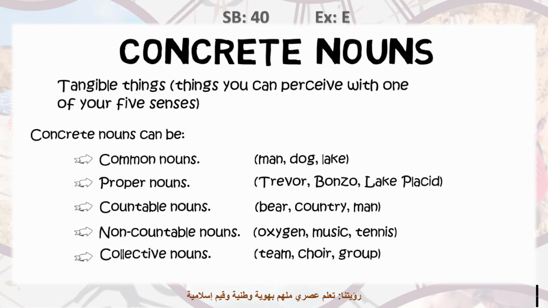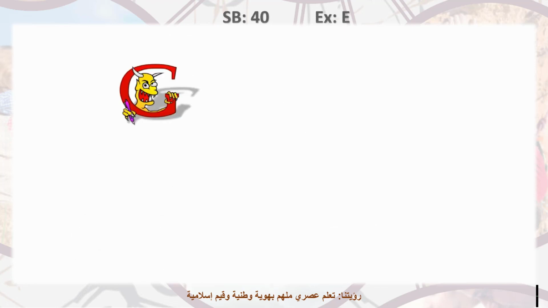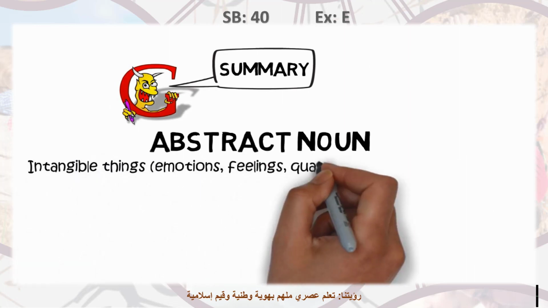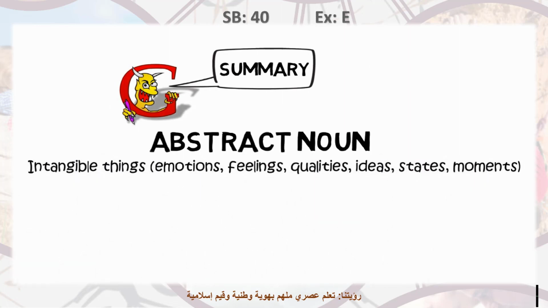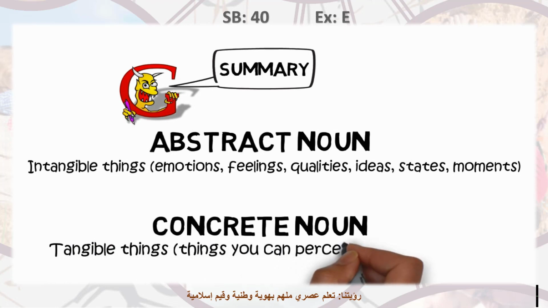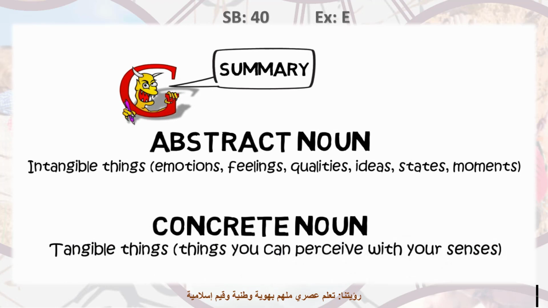The scope of abstract nouns is much narrower. Abstract nouns tend to be common nouns, and the vast majority of them are non-countable nouns. Okay, so in summary, abstract nouns are intangible things like emotions, feelings, qualities, ideas, states, and moments, whereas concrete nouns are tangible things, so things that you can perceive with all of your senses.